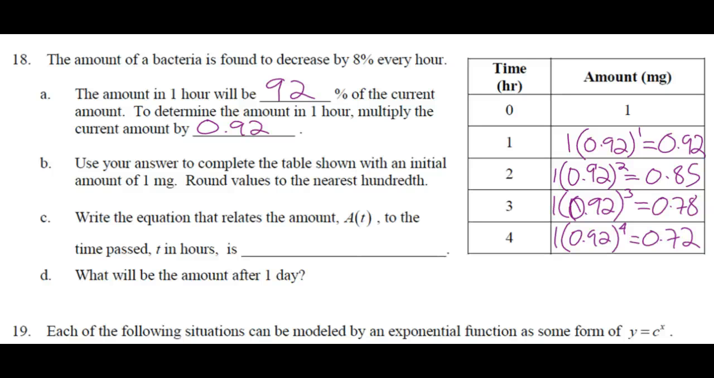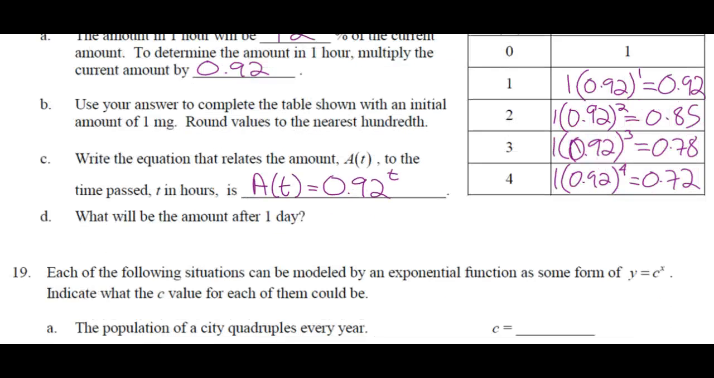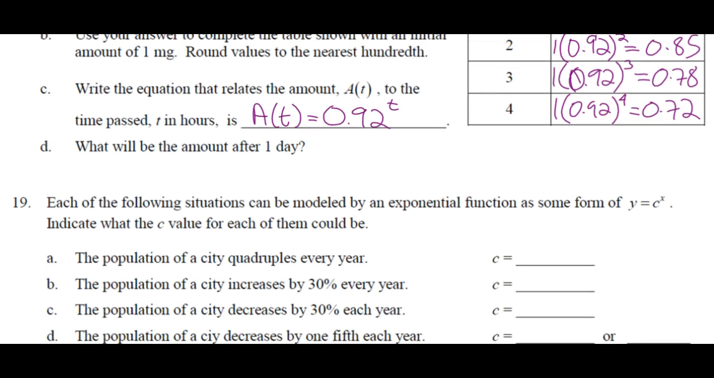Write the equation for a of t. So what's a of t? 0.92 to the power of t. How much will be left after 1 day? What am I working out? A of 24, which is 0.92 to the 24, which is 0.14 milligrams.